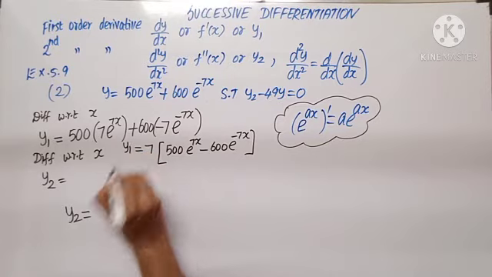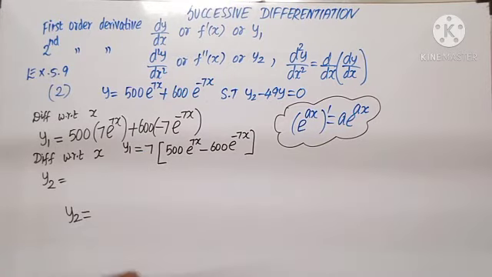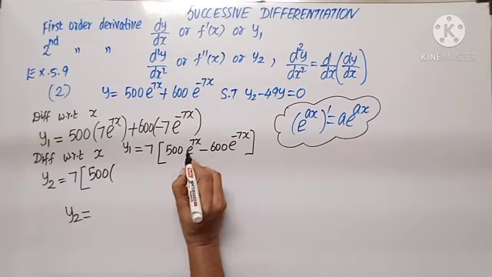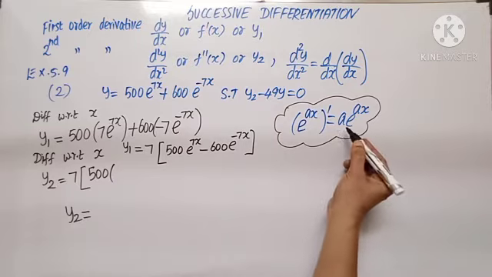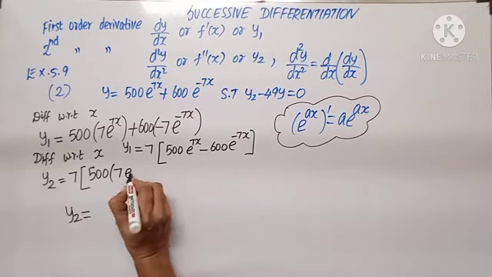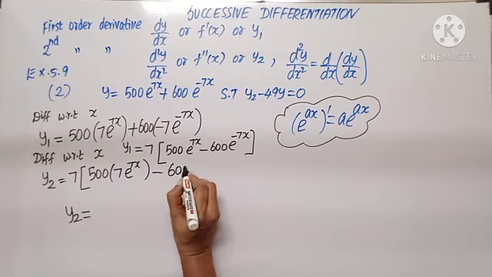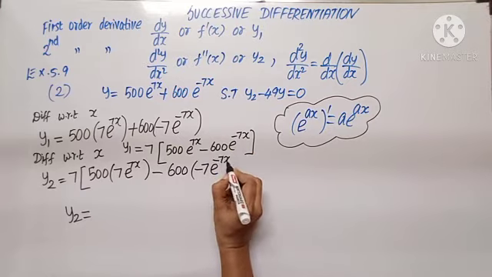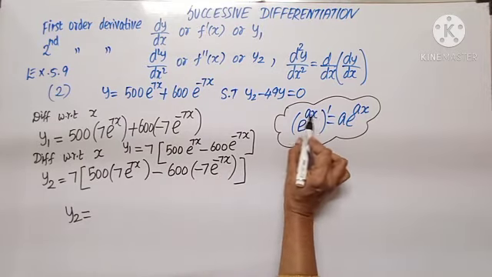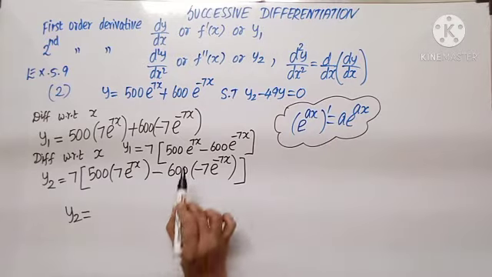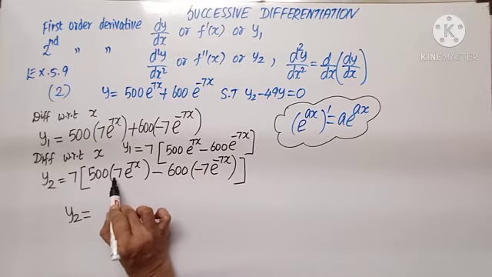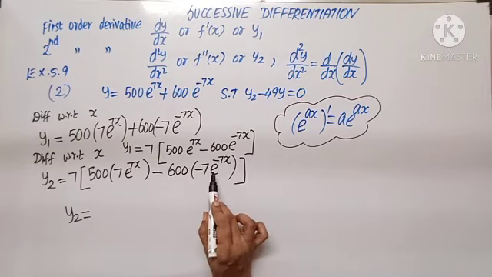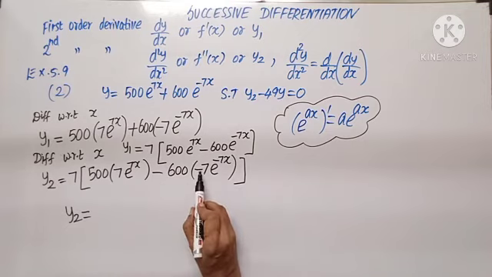So this is y1. Differentiating again with respect to x, y1 becomes y2. Keep 7 as it is, 500 into e power 7x. Again I am differentiating. Apply the formula. It is 7 e power 7x minus 600 into e power minus 7x will become minus 7 e power minus 7x. Remember, e power ax tells me a e power ax. So, e power 7x, put the 7 near e power 7x. Here e power minus 7x is coming, so put minus 7 near e power minus 7x. Minus into minus is plus.